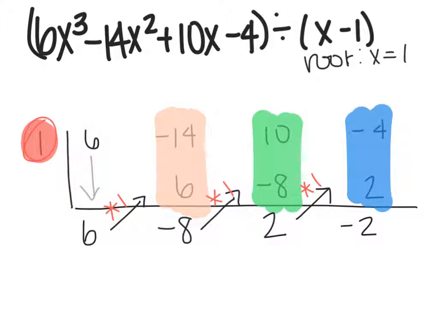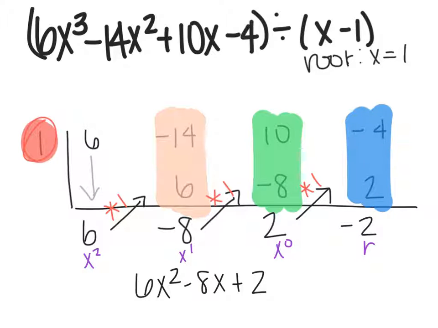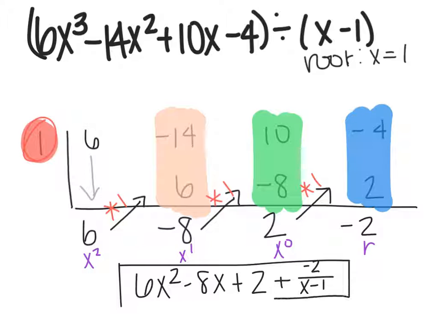So I'm done with all my synthetic division, so I'm going to label all of my pieces, because I'm out of numbers. Starting from the right, this is my remainder. This is my coefficient of x to the 0, my coefficient of x to the first, my coefficient of x to the second. So my answer ends up being 6x squared minus 8x plus 2, plus my remainder of negative 2 divided by x minus 1. So here's my final answer.